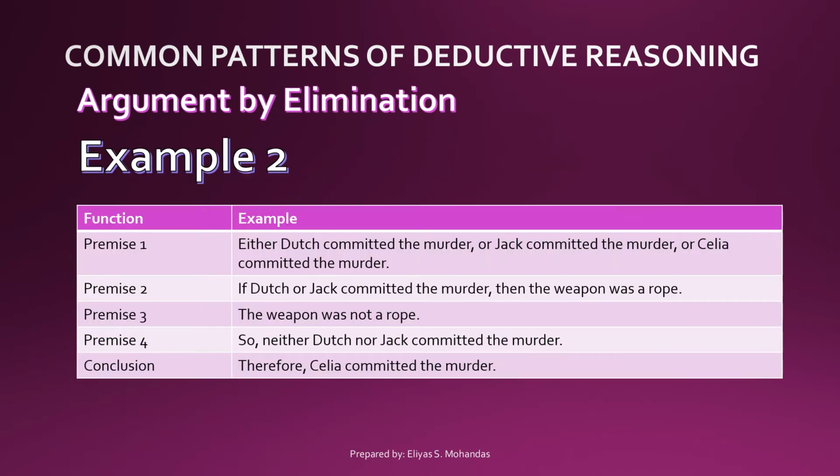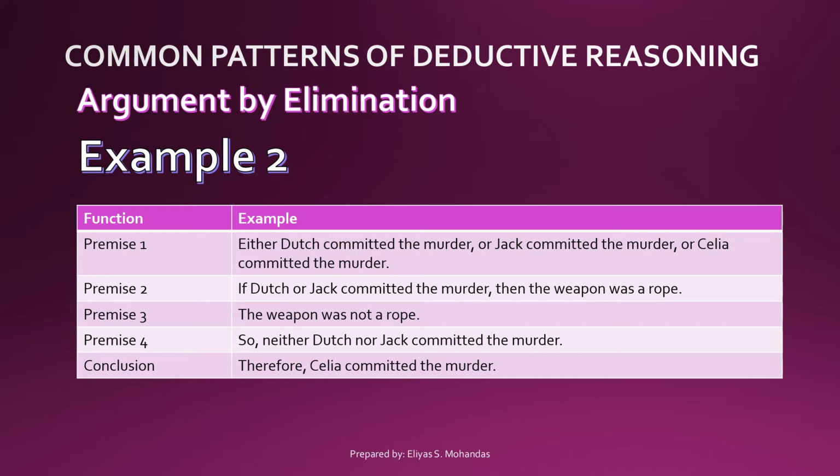Example number 2 will be a little bit much clearer. Now, premise number 1, either Dutch committed the murder, or Jack committed the murder, or Celia committed the murder. Now, you have 3 suspects, but you need to rule out 2 of them, or any of them that are not suspects, so that you can find the real killer.